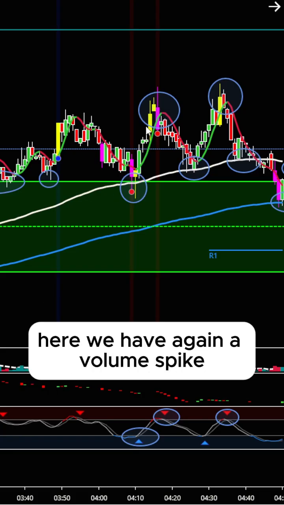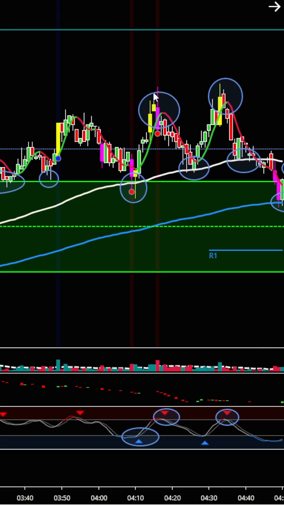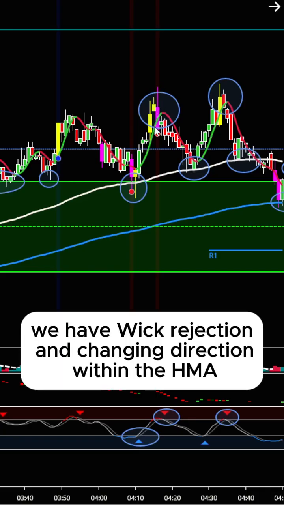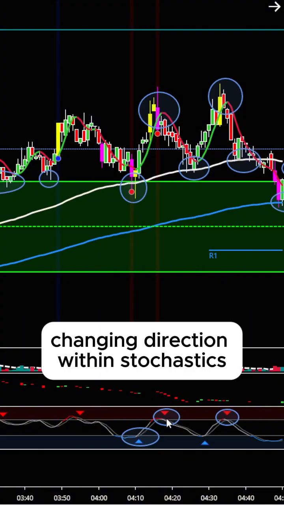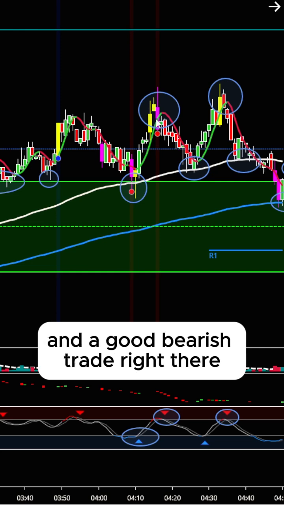And then up again here, we have, again, a volume spike. We have wick rejection and changing direction within the HMA, changing direction within stochastics, and a good bearish trade right there.